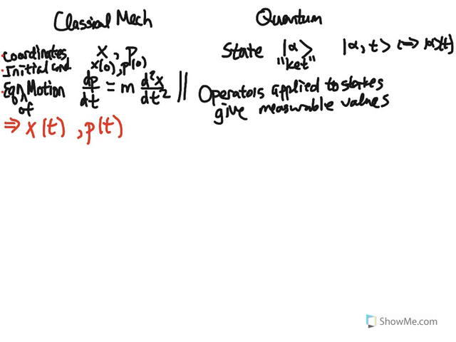So, for example, this is kind of a silly example, but say I have my state alpha over here, and I want to get the x position. The basic idea is I have some operator x hat, and when I apply this to this, somehow this gives me x, like the x coordinate of state alpha.